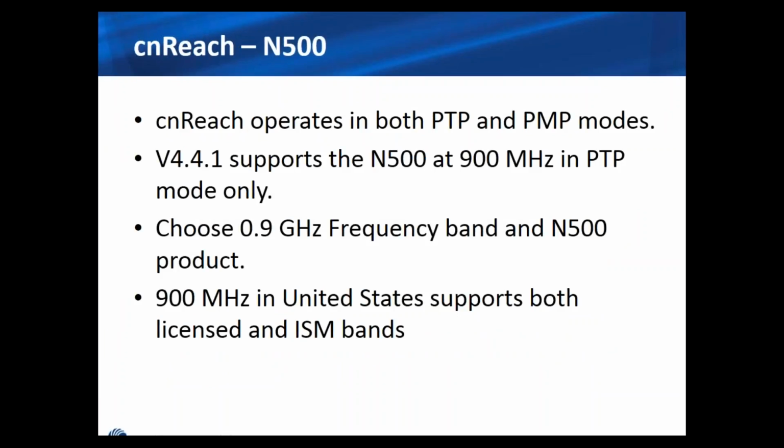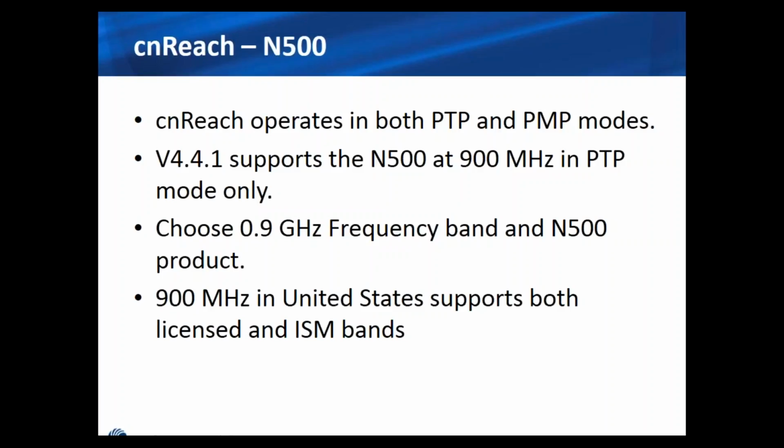Okay, now CN Reach. In the latest version of LINKPlanner, version 4.4.1, which is already released as of now, we are introducing the latest addition to the Cambium product family, CN Reach, which has already been launched. This release will add the N500 at 900 MHz for the US in point-to-point mode. We will be adding the PMP mode of operation very shortly.